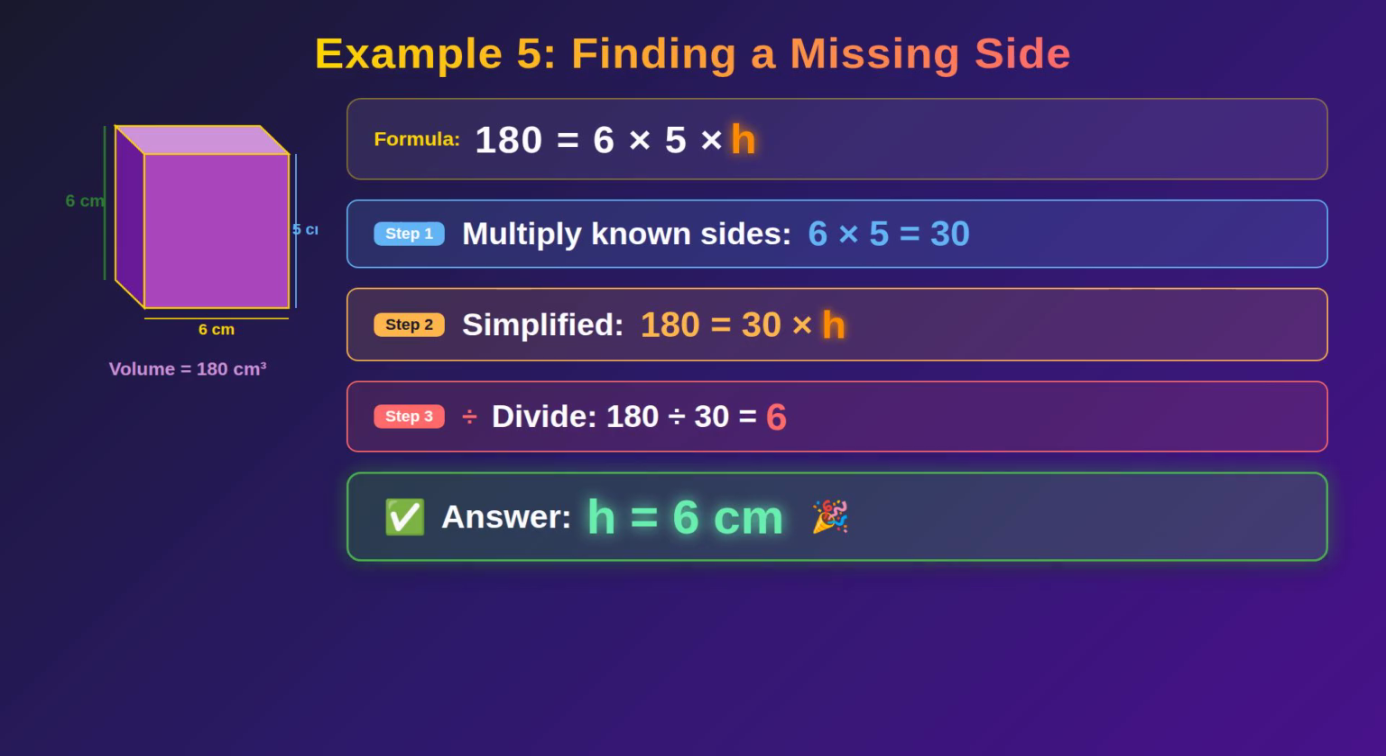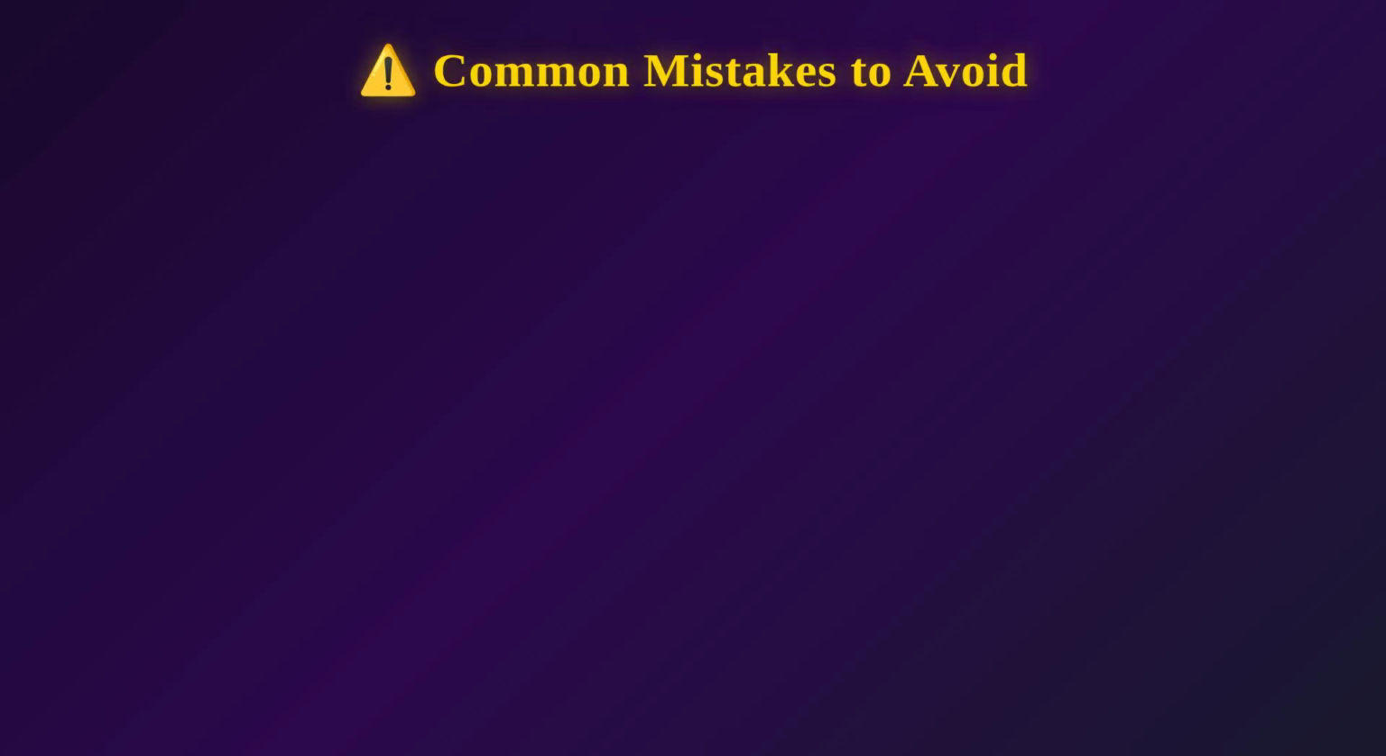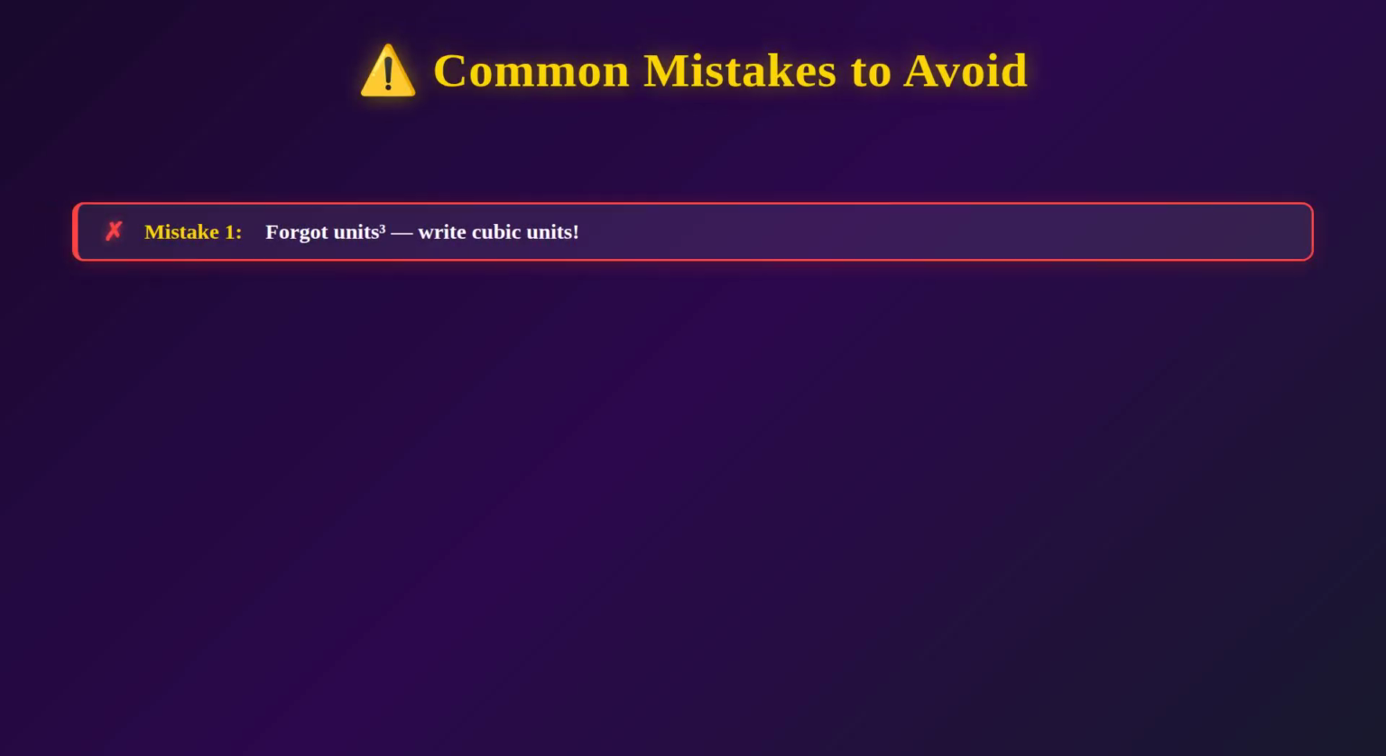First, multiply what we know. 6 times 5 is 30. Now our equation says 180 equals 30 times h. To find h, we divide. 180 divided by 30 is 6. So the height is 6 centimeters. Maya pumped her fist when she got this one right.